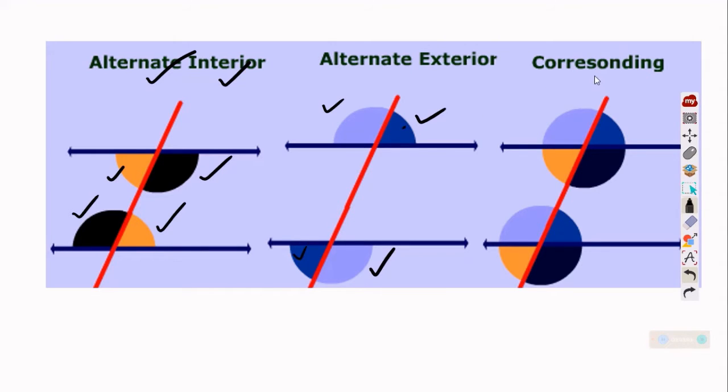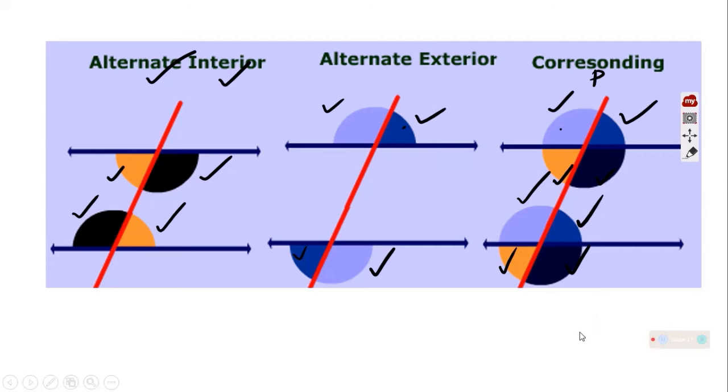These are corresponding angles. Look, it is on the same side of the transversal. This one is in pair with this one, and this one in pair with this. Okay, this is what you should recollect first. Here also the words exterior and interior are used.